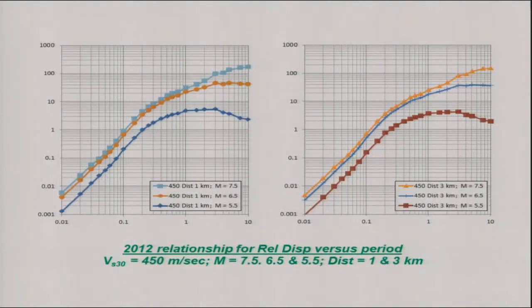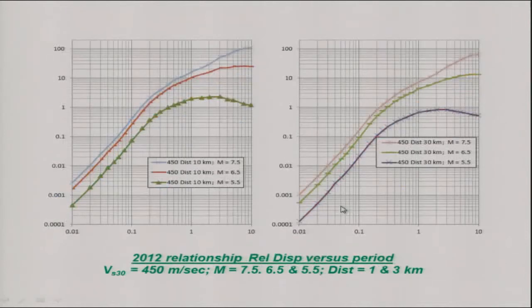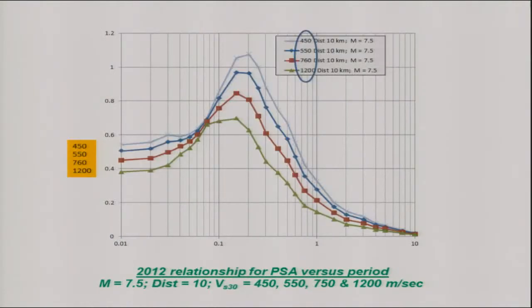The response displacement spectra versus period, obviously, for magnitude 5.5, 6.5, and 7.5. Again, for 1 kilometer on the left and 3 kilometers on the right. It goes all the way to 10 seconds. And the same thing now for 10 and 30 kilometers, displacement response spectra. And now he's showing it against different VS30 values for a distance of 10 kilometers, magnitude 7.5, but for 450, 550, 760, and 1200 VS30 values.